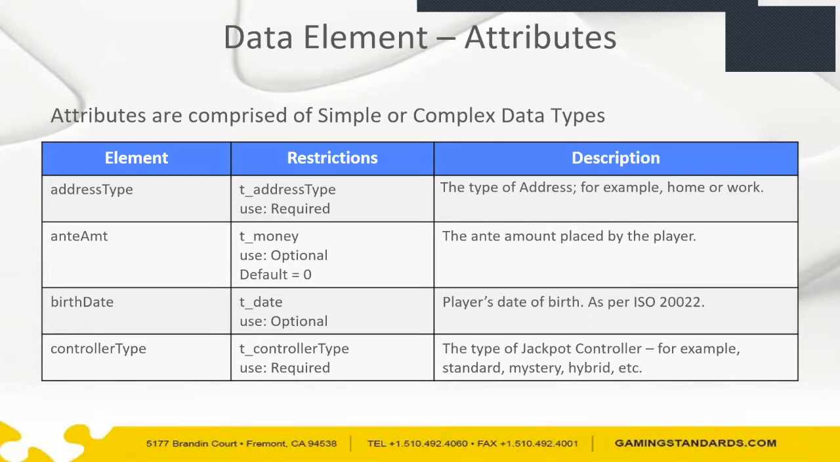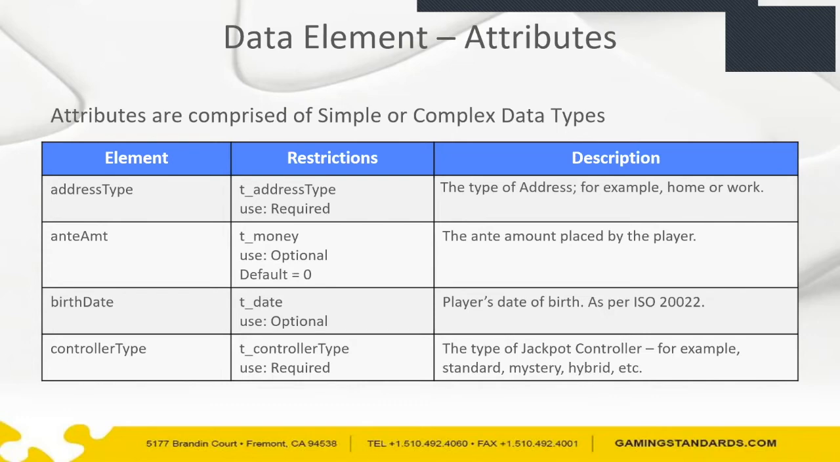Now it's optional because in poker there might be situations where there is no ante amount at this point in time that the information is being reported. And as you can see, it is defined as the ante amount placed by the player. Birth date, the same is self-explanatory. It is T underscore date. And again, the use is optional.